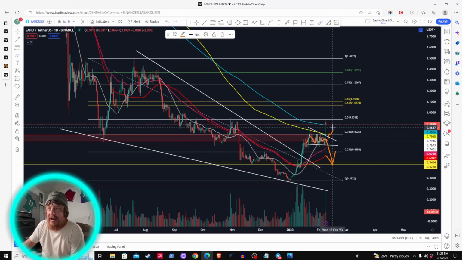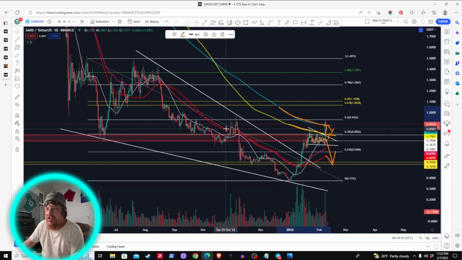You got the breakout, and you got this pump from the 200 simple moving average, which was resistance, up to where now it's trying to flip the 200 EMA as support. So that's where we're at right now on the chart. However, it doesn't mean that there's not any bullish ideas right now. In fact, some of the most bullish ideas could be happening right now.